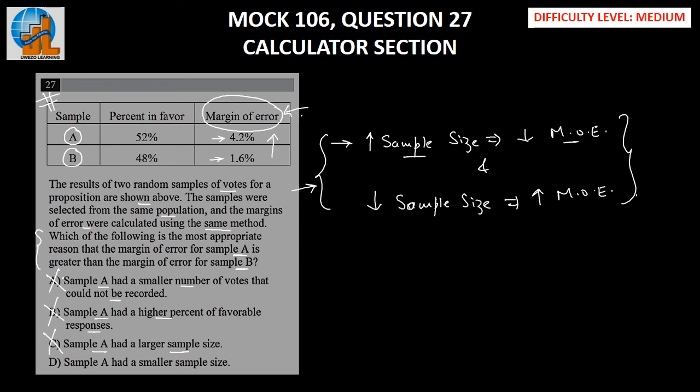Option D says sample A had a smaller sample size. Yes, this is the correct answer, as the sample size of sample A is smaller, the margin of error is actually higher, which implies option D is the right answer.